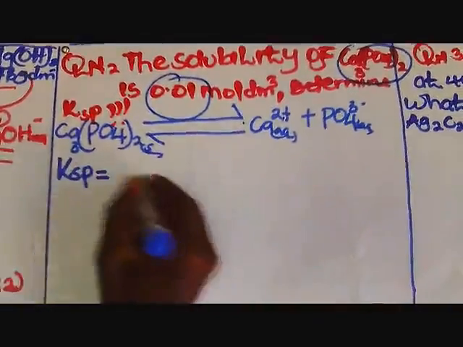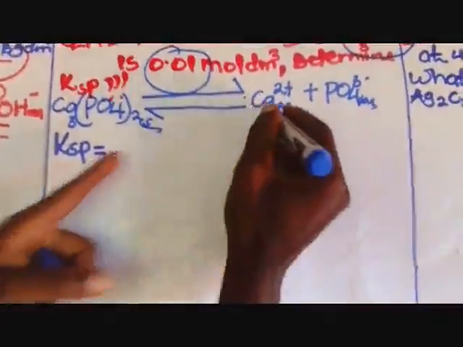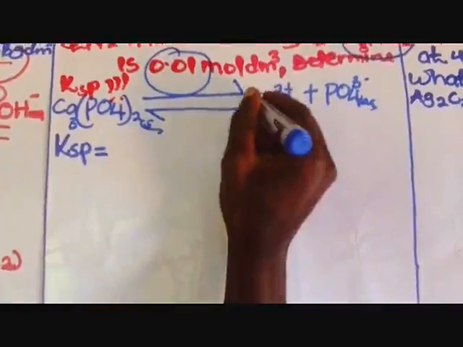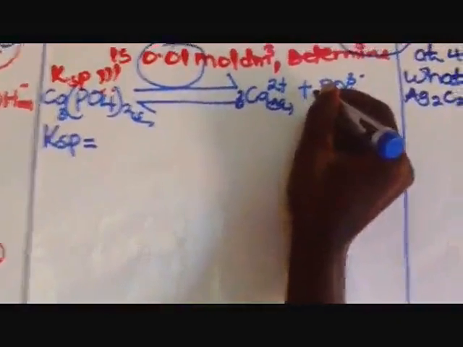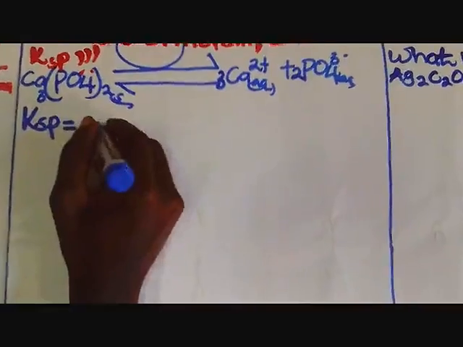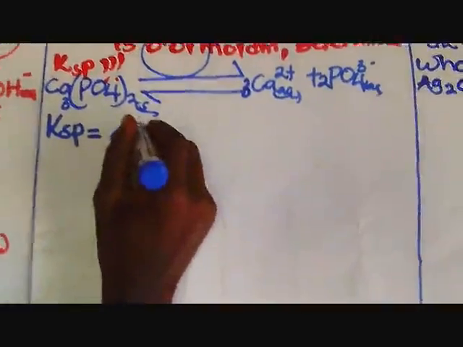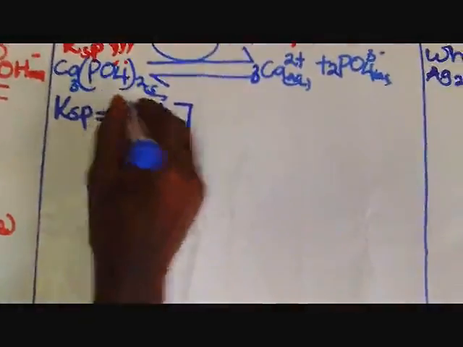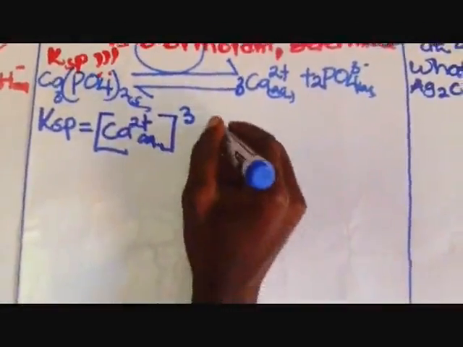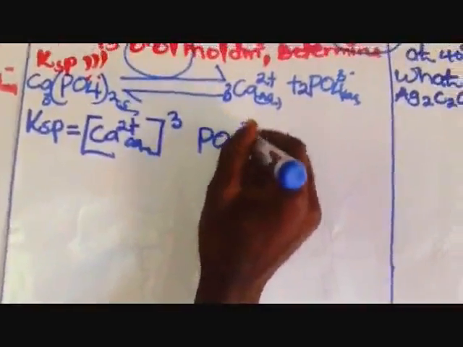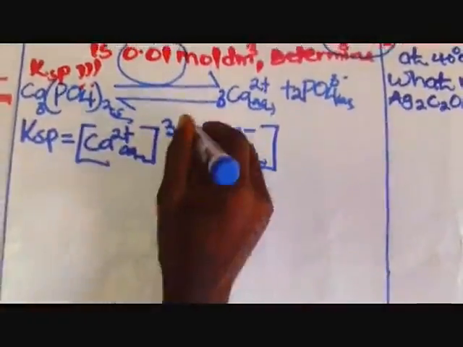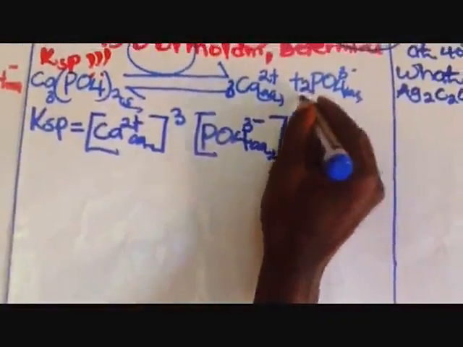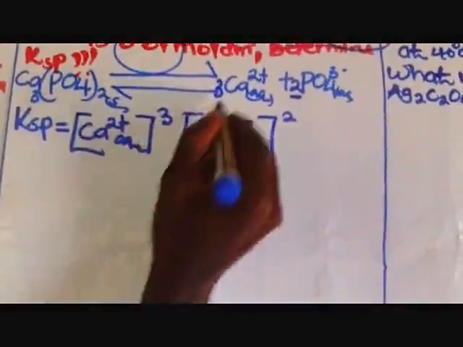And our Ksp expression now. Remember our equation here, you can see that it is not balanced, so we have to put a 3 there, then we have to put a 2 there. Then we write our Ksp expression, so we shall get our calcium ions here, aqueous, then square bracket, then we power by 3, then we have our phosphate ions, like that, then powered by 2. The 2 is this coefficient, and the 3 here is this coefficient. Remember we said you raise to the appropriate what?